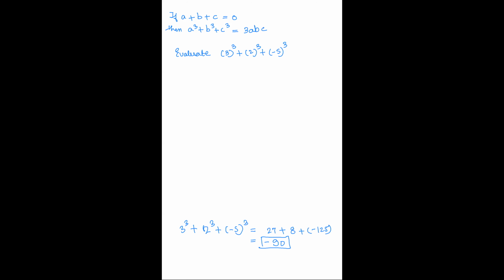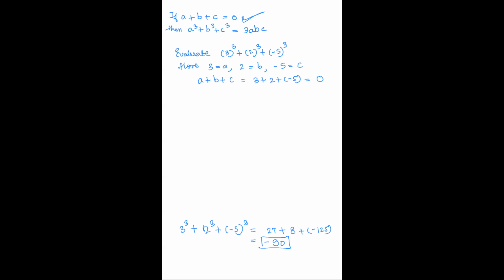Now let us see the identity which we have written over there, and find out whether this identity really works or it doesn't. Here 3 is considered as A, 2 is considered as B, and minus 5 is considered as C. Let us see if it satisfies the first condition or not. The first condition is A plus B plus C. So A plus B plus C is equal to 3 plus 2 plus minus 5, which equals 5 minus 5, which equals 0. So the first condition is satisfied.